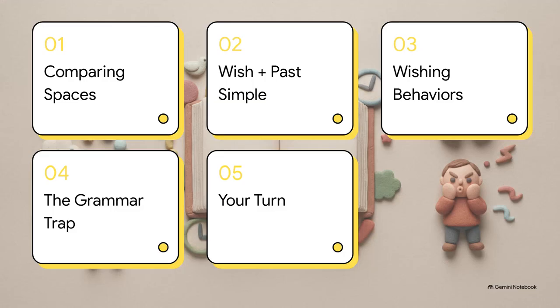Here's our roadmap for today. We're going to look at comparing living spaces, tackle the wish plus past simple rule, figure out how to wish for different behavior, dodge a super common grammar trap, and then it's your turn to practice.